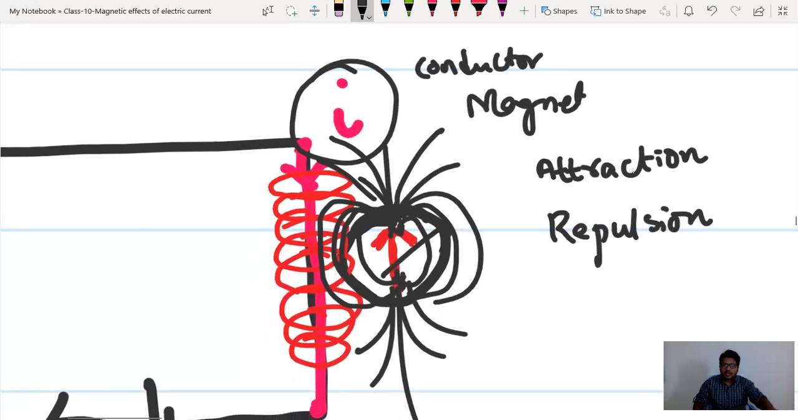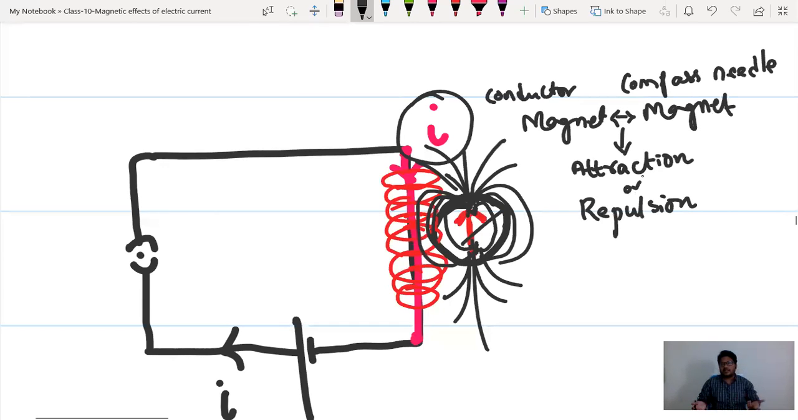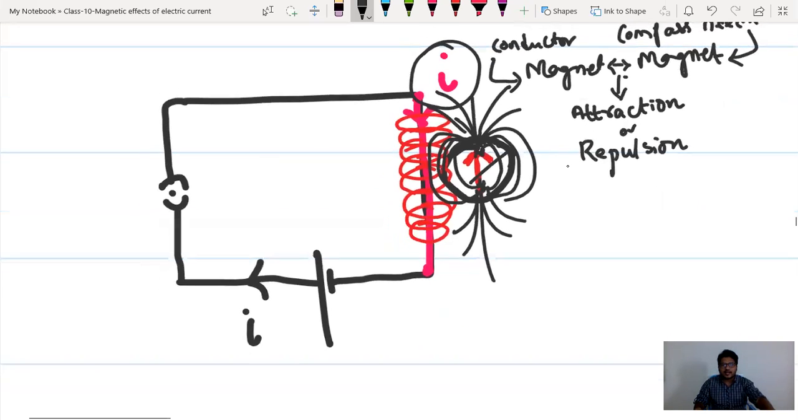If you observe compass needle, this compass needle is also magnet. If you bring two magnets near to each other, what will happen? Either attraction or repulsion. Simple concept. If you are passing electricity through conductor, conductor is becoming magnet. Compass needle means, of course, it is magnet. When magnets are brought to each other, then there will be attraction or repulsion, so that there will be deflection. Very simple concept to understand.